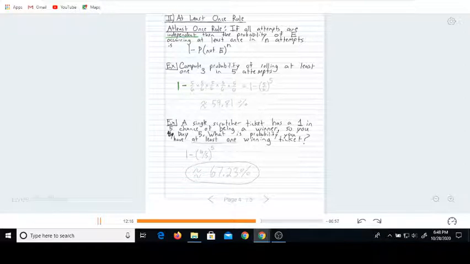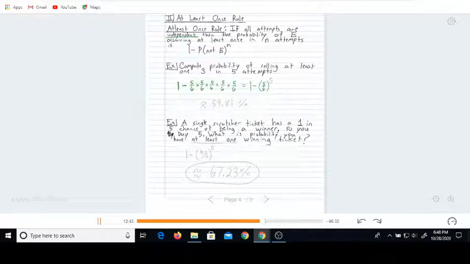Well, if you're rolling a 6-sided die, the chances that you don't land on 3 are 5 out of 6. And what about on the second roll? Still 5 out of 6. What about on the third roll? 5 out of 6. What about on the fourth roll? 5 out of 6. What about on the fifth roll? Still 5 out of 6. So in other words, you can type that into your calculator like this.